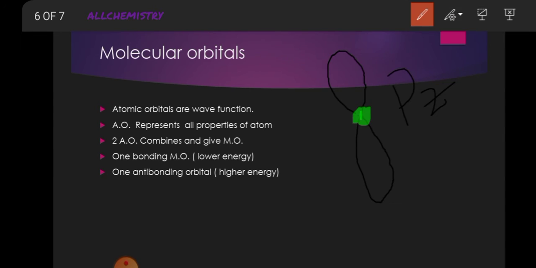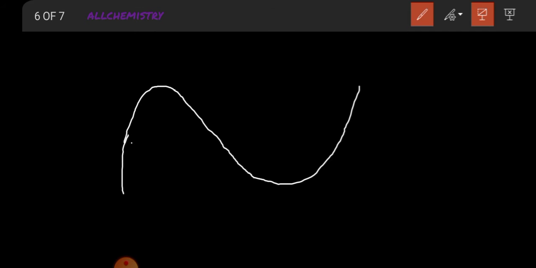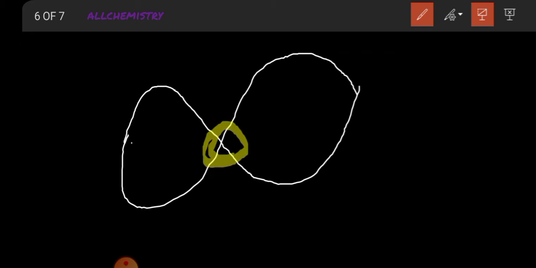Now this is actually a wave function. This is the wave and there is a phase change. It means in the wave function of that orbital there is a phase change and there is a nodal point. So you can see in the p orbital here is a phase change, this is like that, and this is the nodal point.